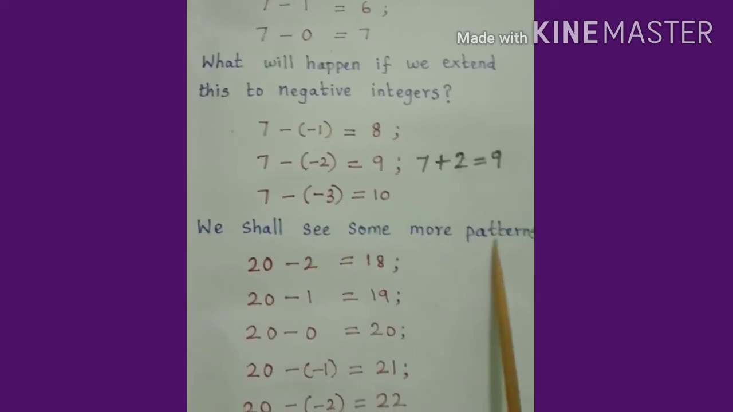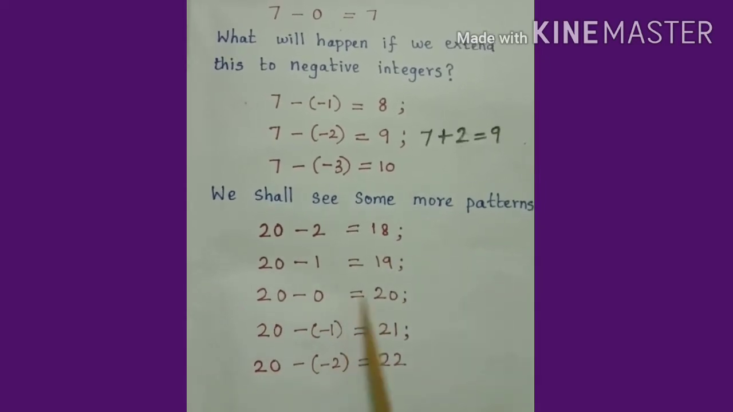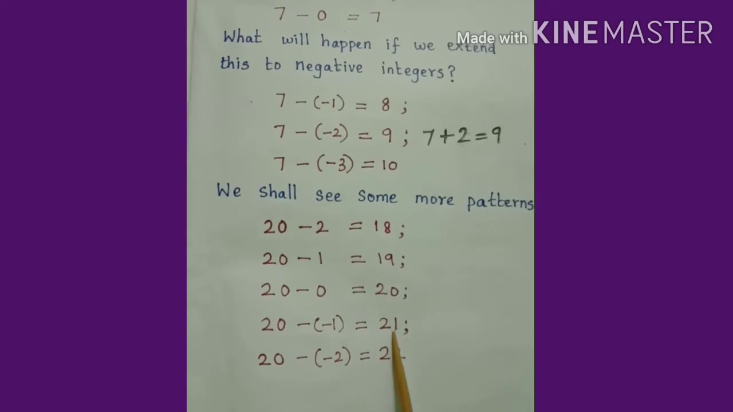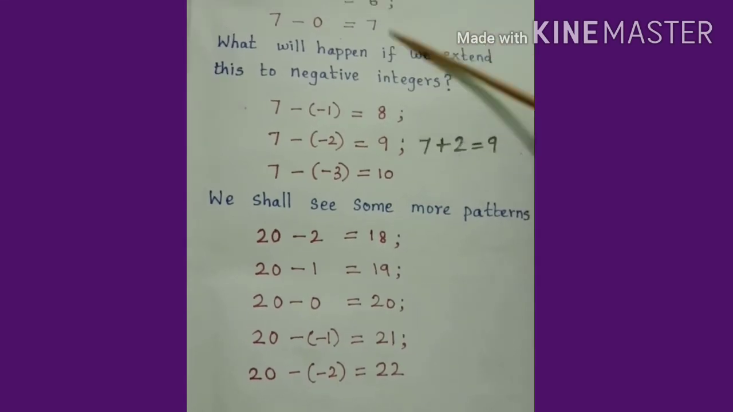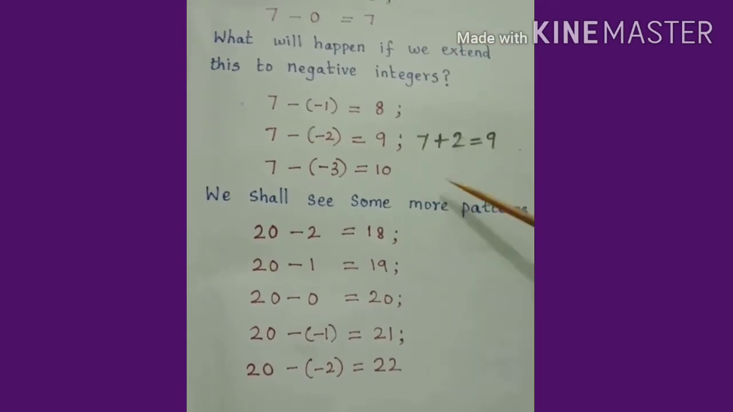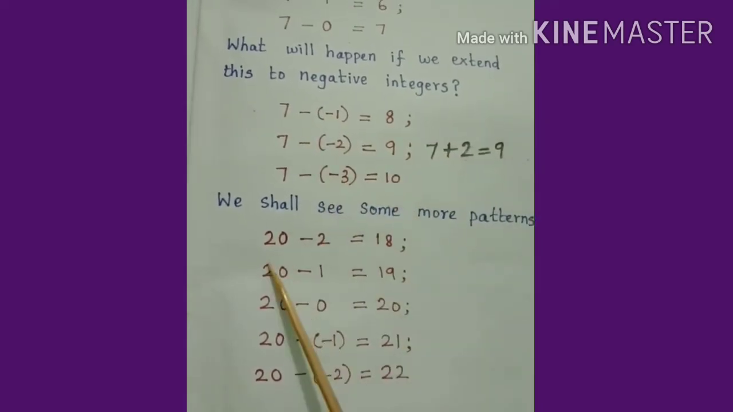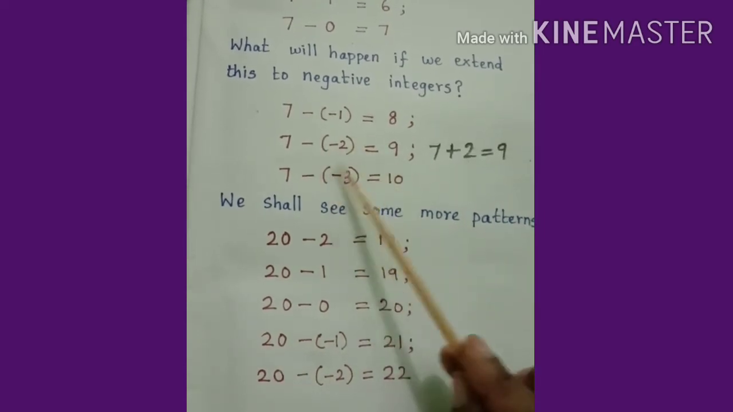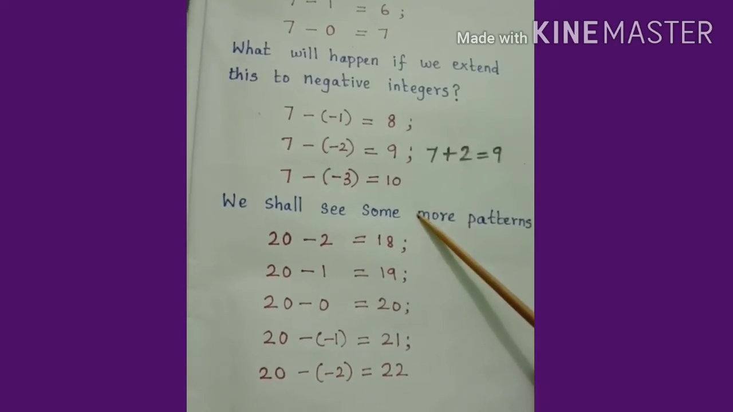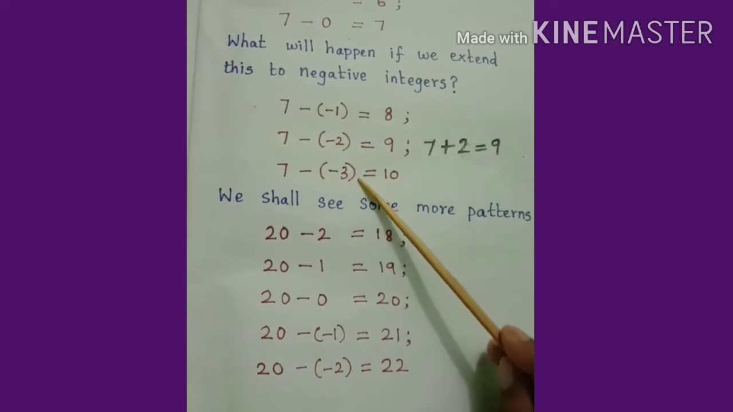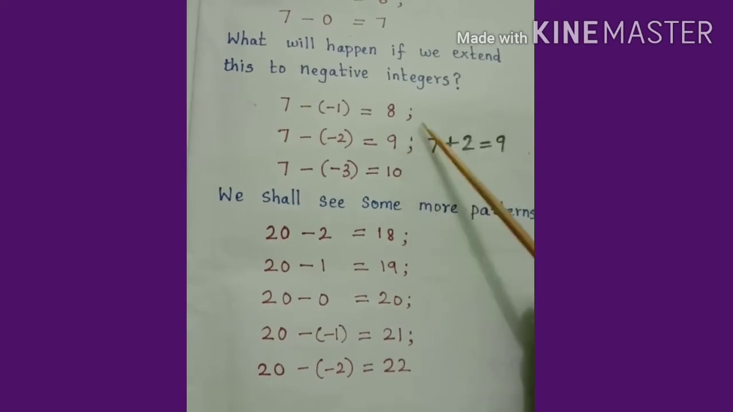We shall see some more patterns. 20 minus 2 is 18, 20 minus 1 is 19, 20 minus 0 is 20, 20 minus of minus 1 is equal to 21 and 20 minus of minus 2 is equal to 22. We can see from the above patterns that while subtracting consecutive negative integers from 7 or 20, the difference increases consequently. It is clear that subtraction of negative integers gives increase in difference.